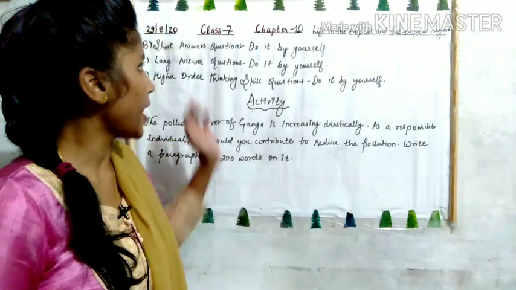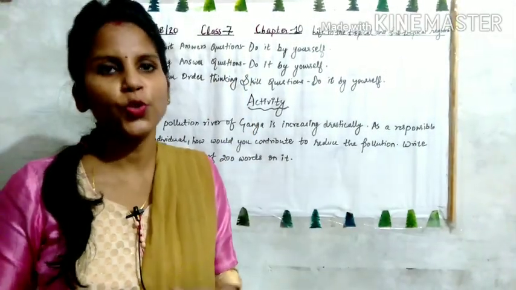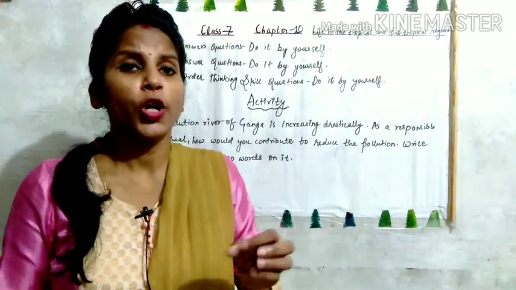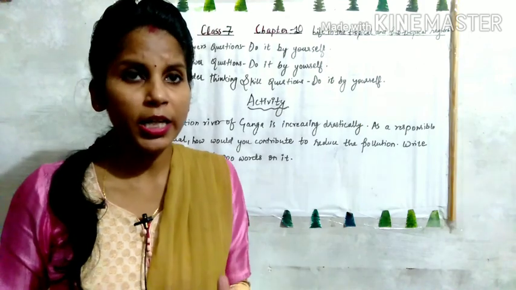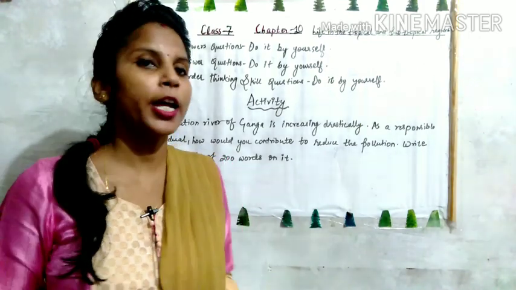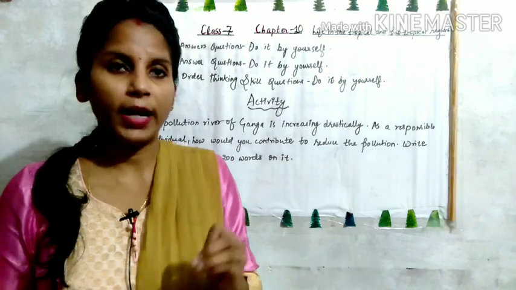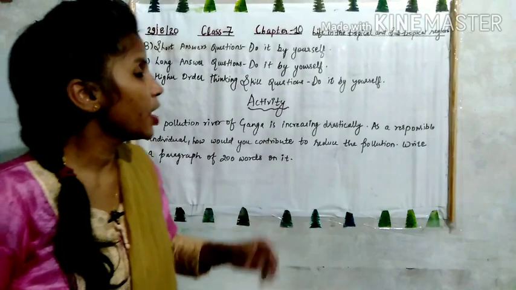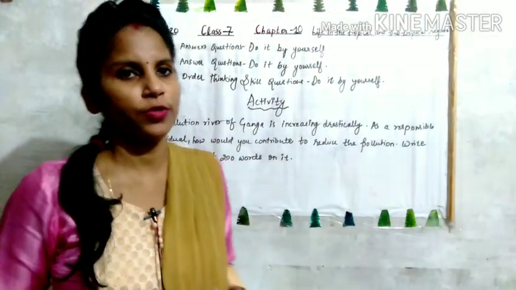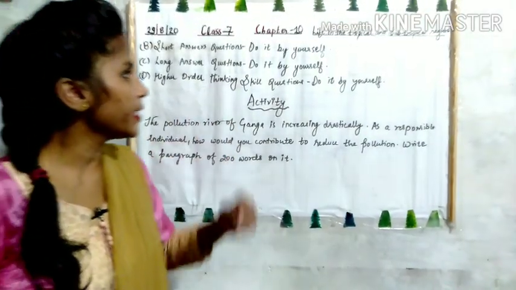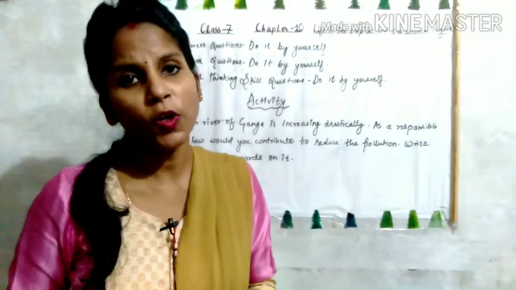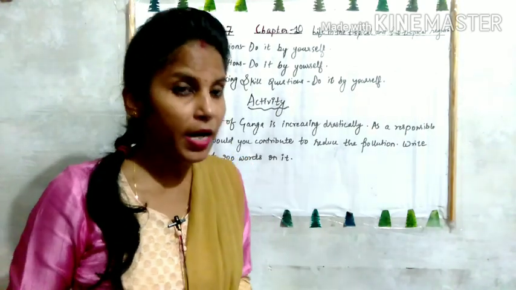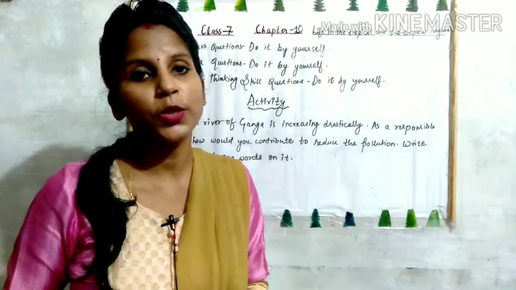Short answer questions you have to do by yourself, as you used to do in the subject enrichment chapter and activity chapters. I have told you, you have to go through the chapter thoroughly. You have to read the chapter well, then find out the answers and write them in your homework copy. Then long question answers, that also you have to do by yourself. Then higher order thinking skill questions, that also you have to do by yourself. So exercises I have discussed and the chapter I have explained. I hope you all have understood it well.